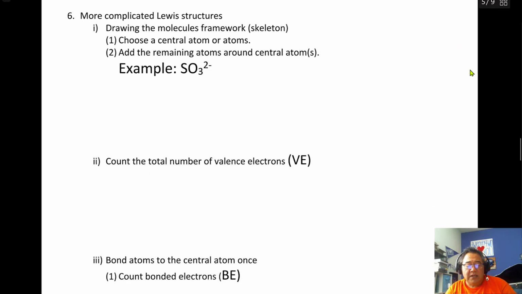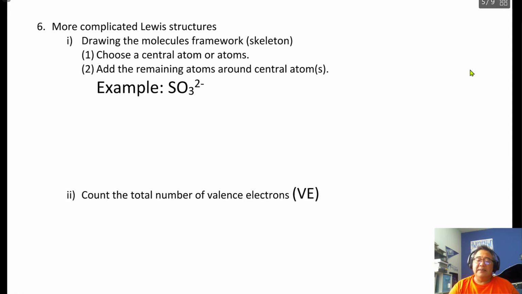Next thing is the more complicated way, and some of you may like this better because it's very systematic, and you can always get a good Lewis structure out of this. So we'll do that next.